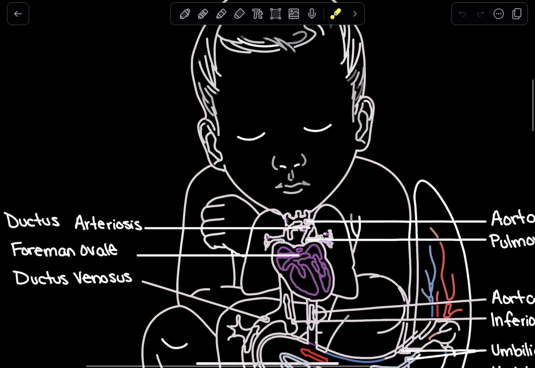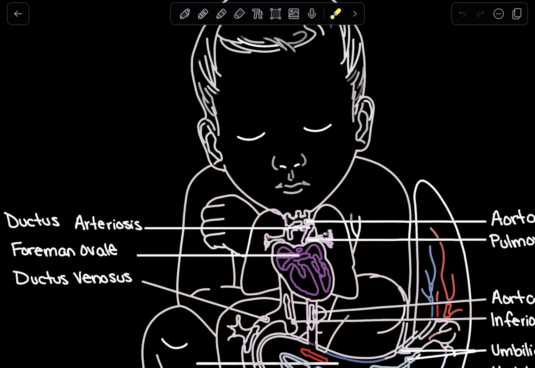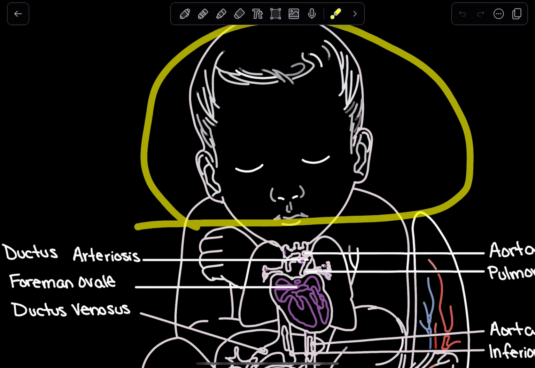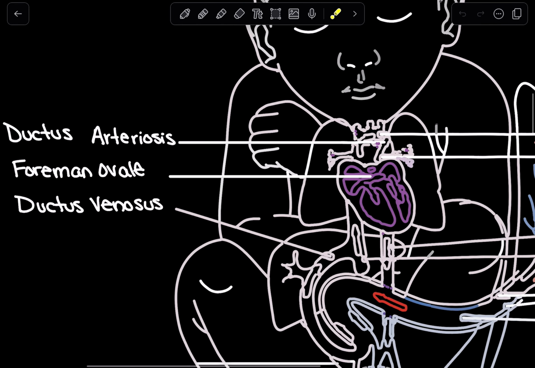Well, we know that blood that comes from the upper extremities of even a human goes through the superior vena cava. And that's exactly what's going to happen. So any blood that's coming from the upper portion of the fetus, especially that brain region, is going to enter through the superior vena cava and enter that right atrium.